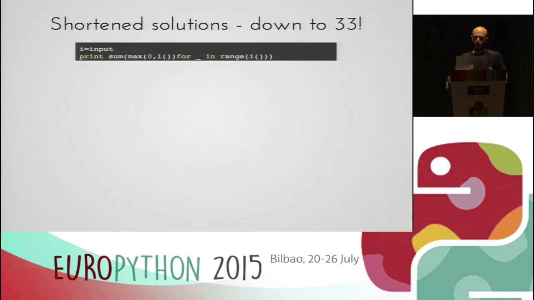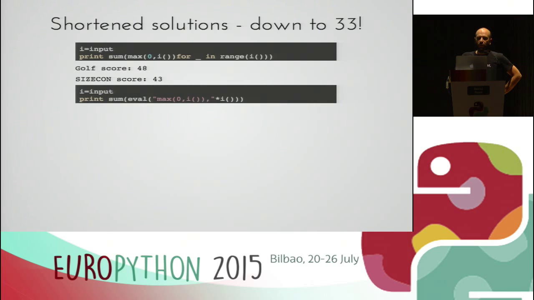First of all, inputs: you can just give a shortener to input, and you will save one character. This is just one character, so you call it input I, but it saved you one character.